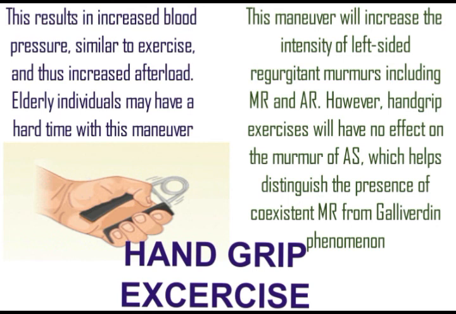Now there is also the hand grip exercise, also known as isometric hand grip exercise, which is performed by having patients squeeze hard repetitively. This results in increased blood pressure similar to exercise and thus increased afterload. Elderly individuals may have a hard time with this maneuver, and transient arterial occlusion can be used instead. This maneuver will increase the intensity of left-sided regurgitation murmurs, including mitral regurgitation and aortic regurgitation. However, the hand grip exercise will have no effect on the murmur of aortic stenosis, which helps distinguish the presence of coexistent mitral regurgitation from the Gallavardin phenomenon.